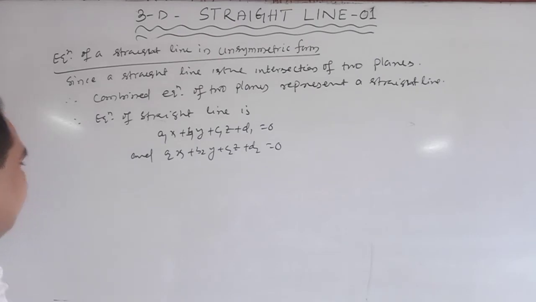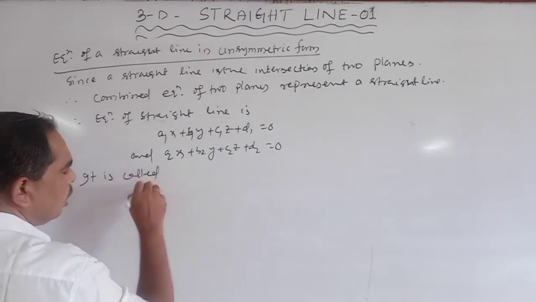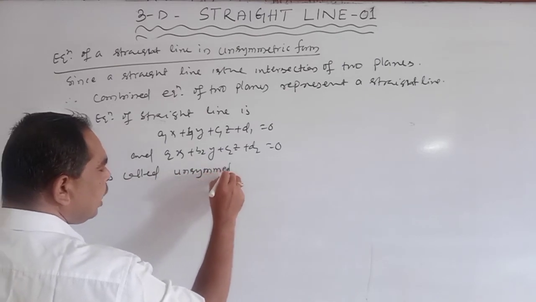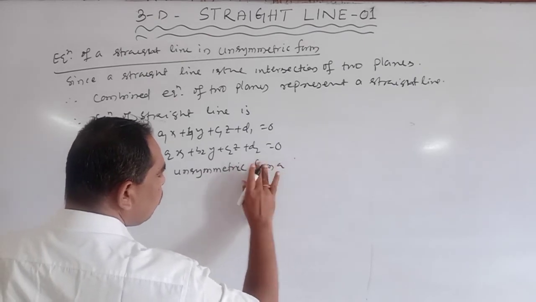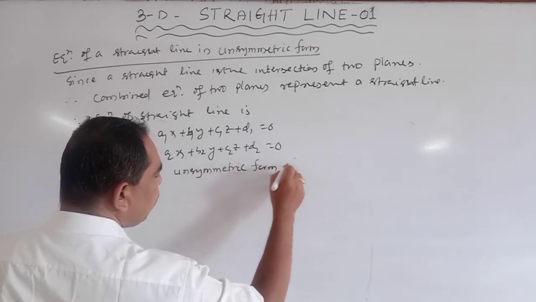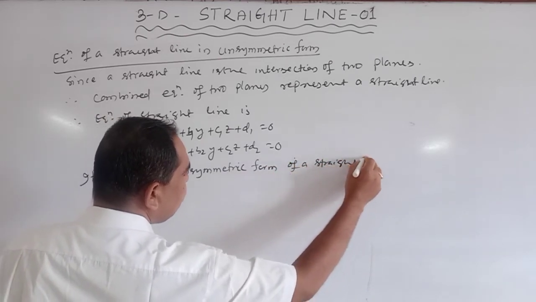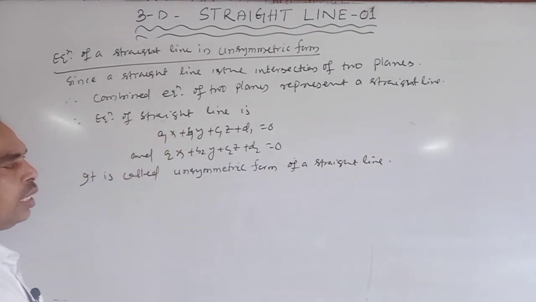Okay, it is called the unsymmetric form of a straight line.